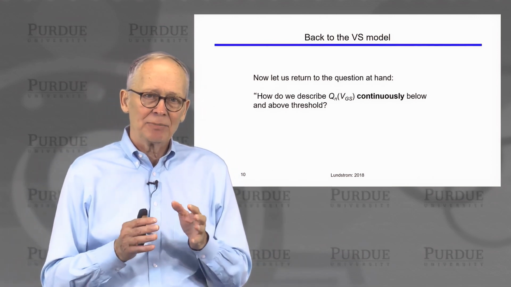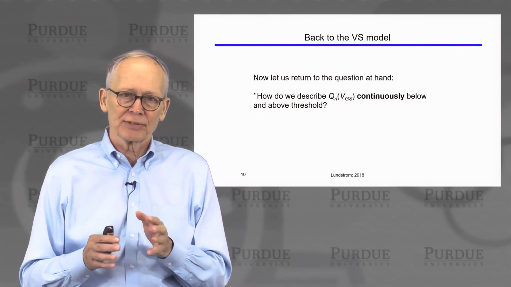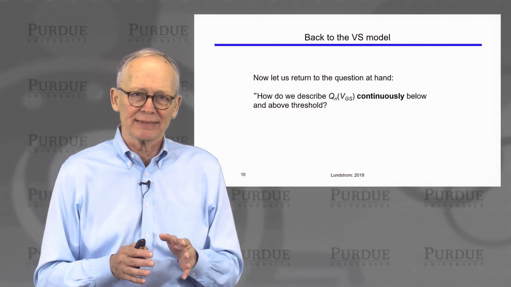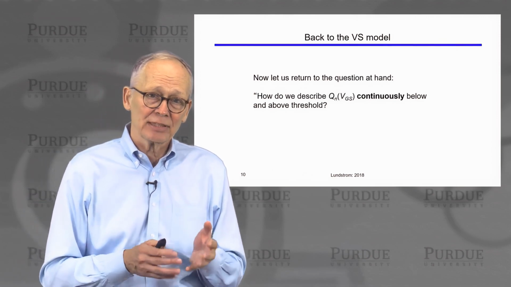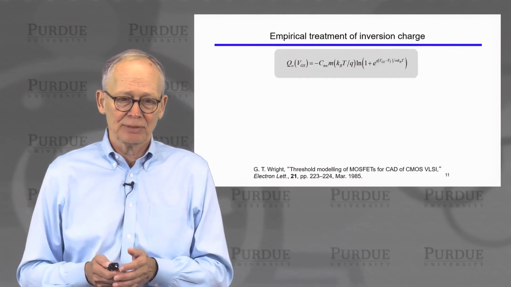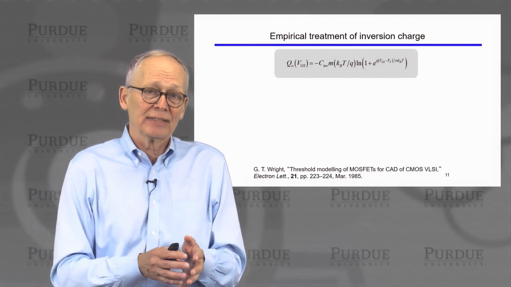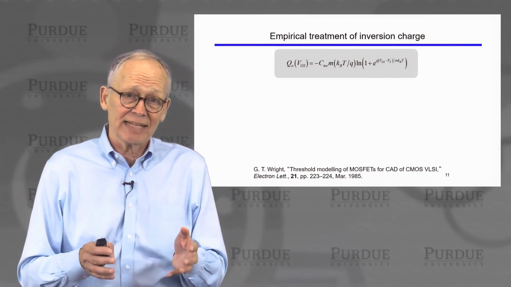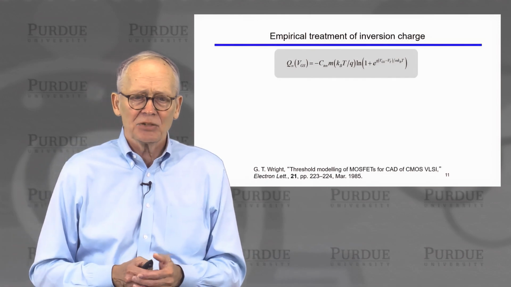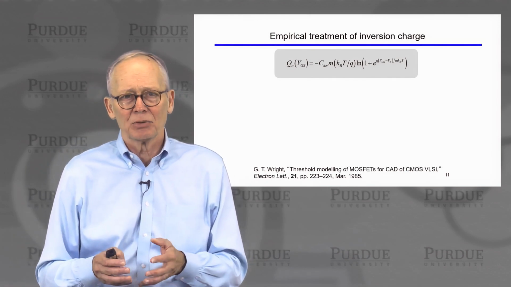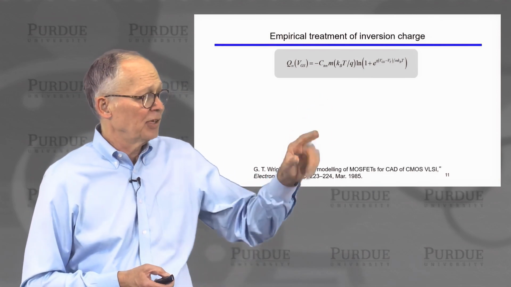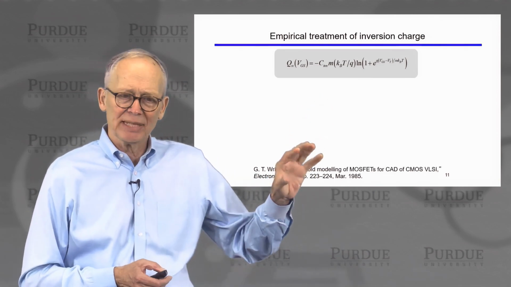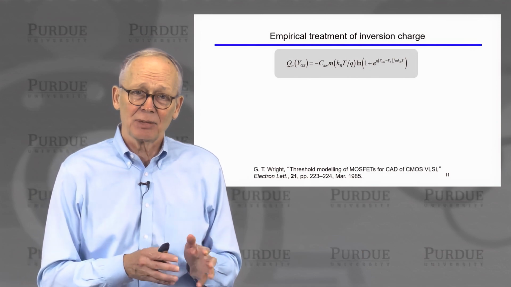So we now have a better understanding of mobile charge versus gate voltage, but we have it in two pieces, subthreshold and above threshold. We need to continuously go below threshold to above threshold. Well, one way to do that is to do a numerical solution, and that in fact is done sometimes. Another way to do that is to look for an empirical way that smoothly goes between the two. So here you see a function that was introduced many years ago that actually does the proper thing between the two limits.